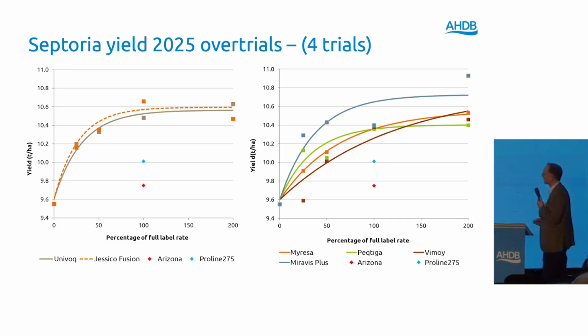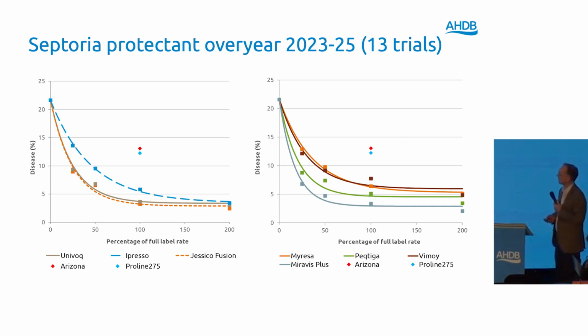And clearly, actually, Miravis comes out quite well there. Quite hard to separate, probably, the other three in Pectiga, Myrisa and Vimoy, all performing quite similarly there. And again, actually, the mixtures, Jessico Fusion, Univoc, giving a very good level of control and a good yield response. So that's the 2025 data. Well, I'll give the over-year septoria data before we move on to look at rusts.